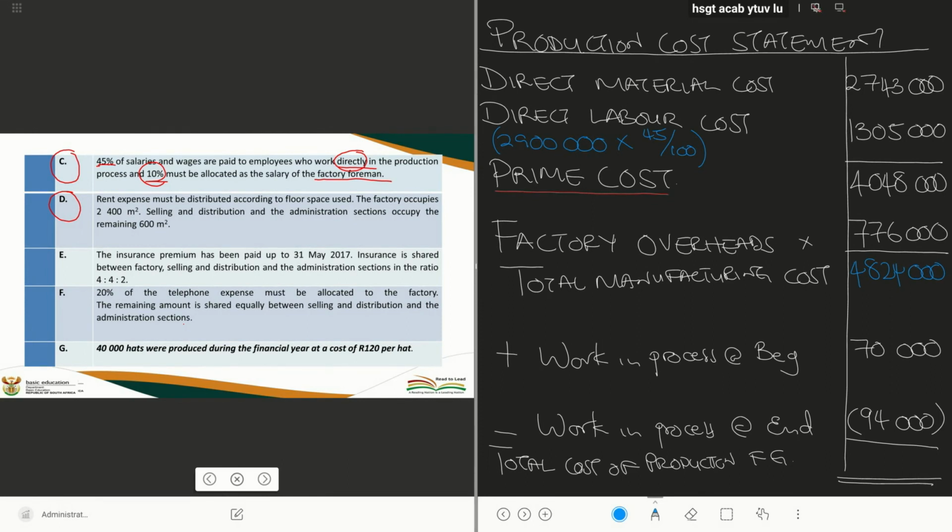Then you're going to add, what do you add? Your work in process, where? At the beginning, plus 70,000. And it will now give you, how much does it give you? 4,894,000. Then you subtract your 94,000. And then you end up with the total cost of production of finished goods being 4,800,000.